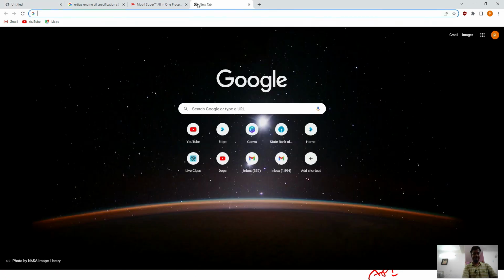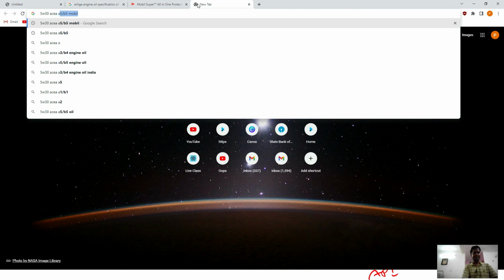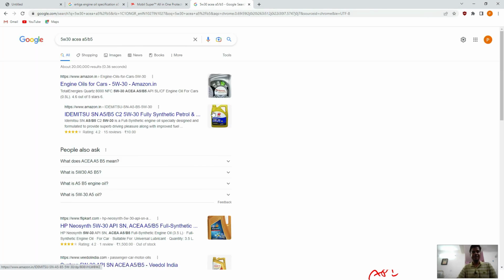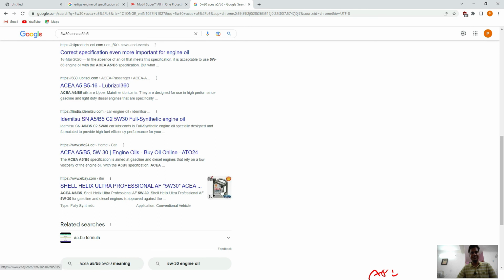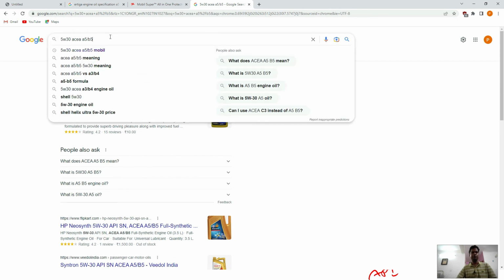I can just type in Google 5W30 ACEA A5/B5. If you see here, I get all the oils that follow this standard. So I have an oil from Total, Idemitsu, Shell, everything has the same 5W30 and A5/B5. And to be more specific, I usually choose Mobil.